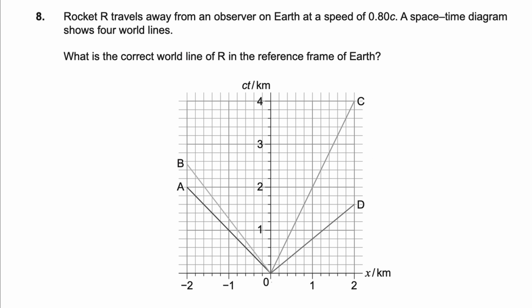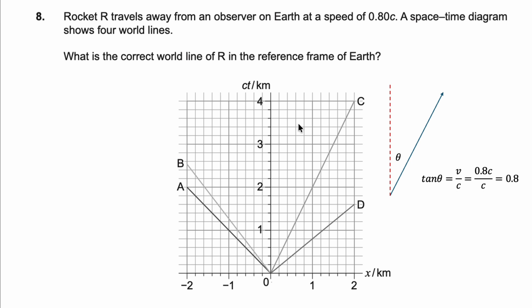So let's review that. One thing to remember is if we've got a world line, say this blue line here, we measure the angle relative to the vertical axis, the y-axis or the ct axis, and that's this angle here. Now what you should be aware of is that the tan of that angle, which is the opposite over the adjacent, is equal to the ratio of the speed to c. So in this case, tan theta is v over c. We're told that v is 0.8, so what we're looking for is a tan theta equal to 0.8.